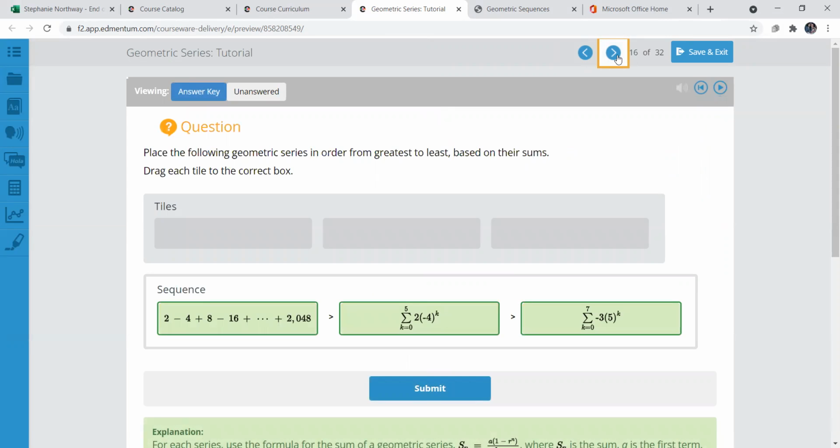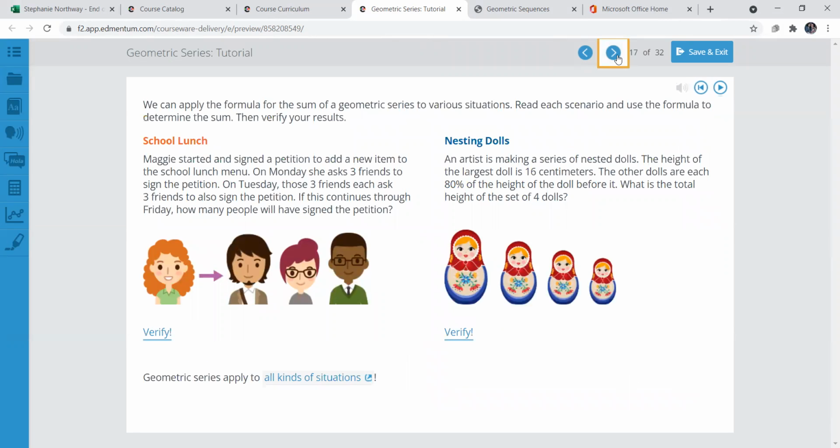Okay, so then we'll let you figure that part out. And let's take a look at this one. So, school lunch and nesting dolls.